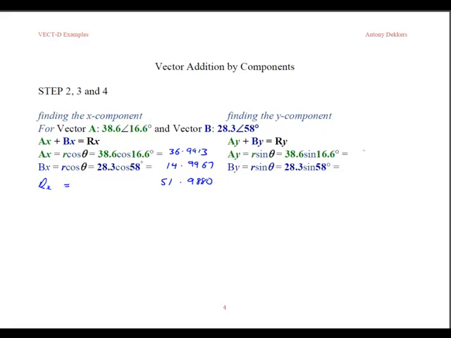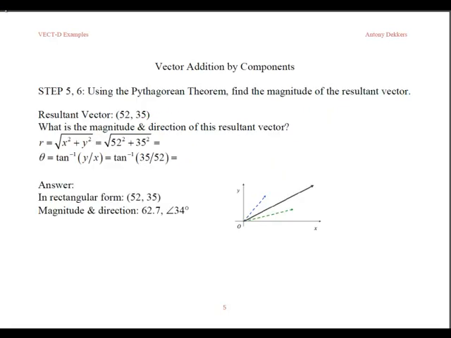Now I do the same thing again, but with the y, find the y component of each vector. Okay, make sure your calculator's in radians. Make sure you've got the right angle for the right vector. Now add these together. Okay, there we are. So we've got the combined x component and y component.